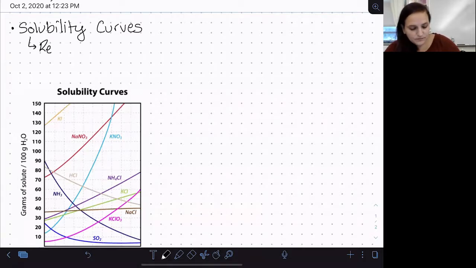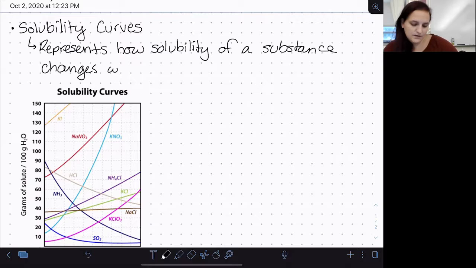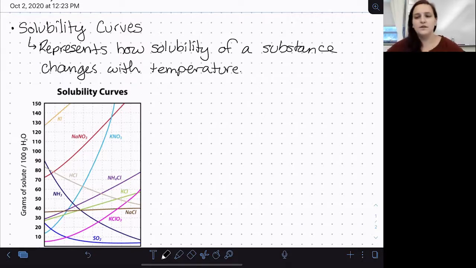This just represents or shows how the solubility of a substance changes with temperature. So we said that different substances were affected differently, specifically talking about whether the solute is a solid or a gas.